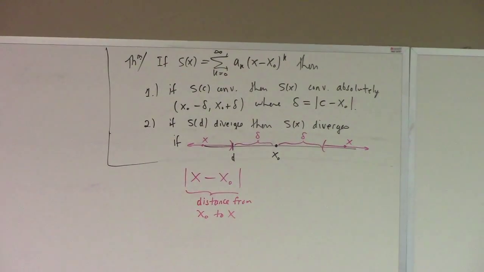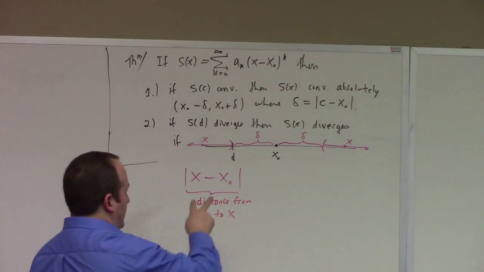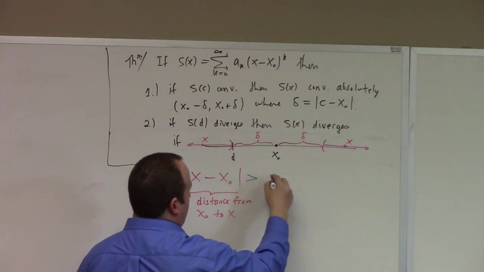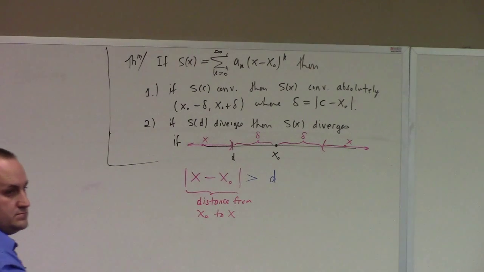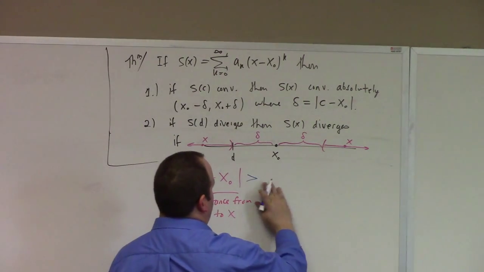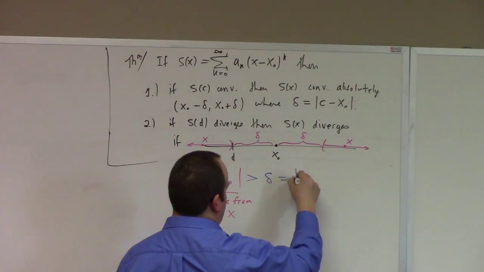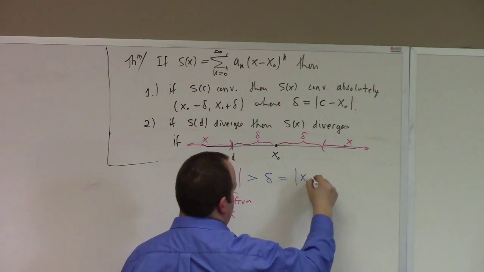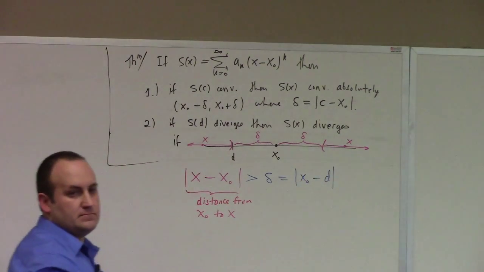So the theorem is saying that if you diverge a distance delta from your center point in the series, then all points beyond distance delta from the center diverge. That's a more geometric way of understanding this. So all I have to do is say x greater than d. That's still not right. I want to say greater than delta, but what's delta equal to? x naught minus d. There we go.